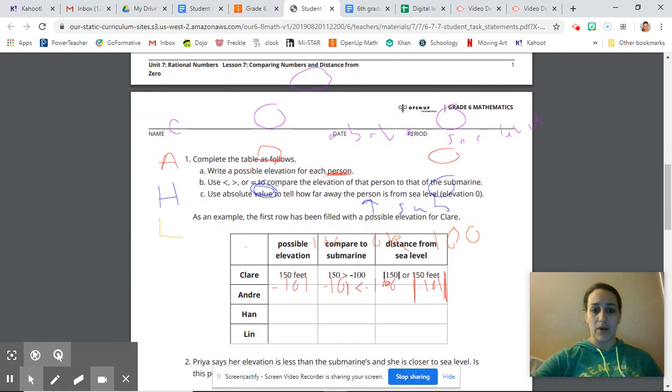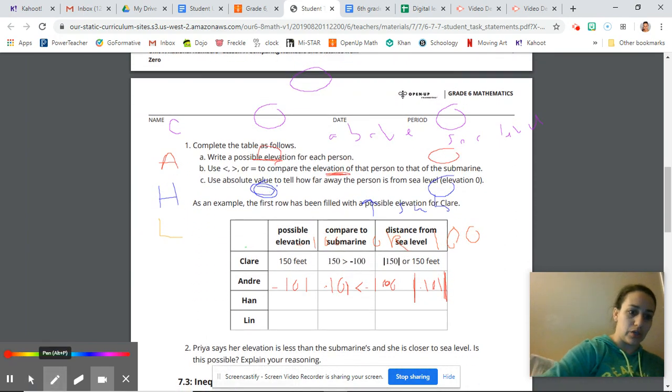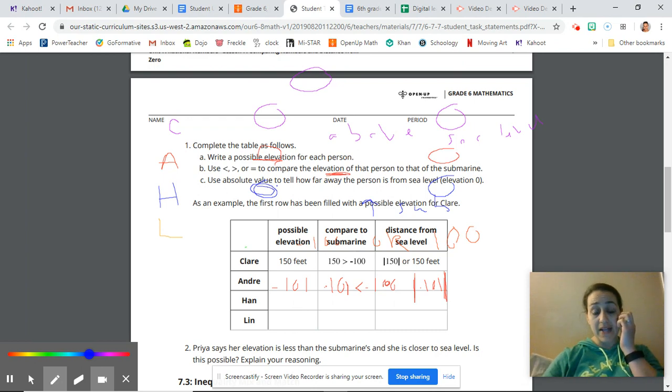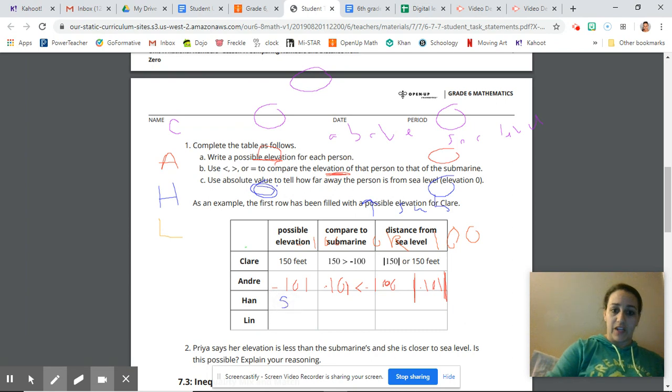So I'm going to pick a number and I'm going to do it in blue to match the notes that I had made up above. And Han, all right, we could say, well, he could be 50 feet above sea level. That would be closer to zero, and it would also have him above or greater than the elevation of the submarine. We would say that 50 is greater, so I'm going to open that symbol that way. That's not a 7, that's a greater than symbol. And we're always comparing to that submarine. That submarine is still at negative 100.